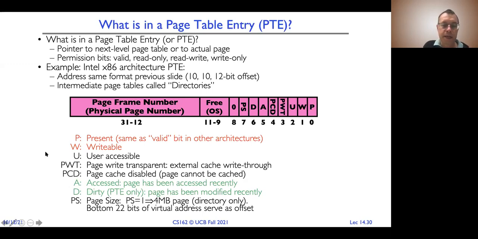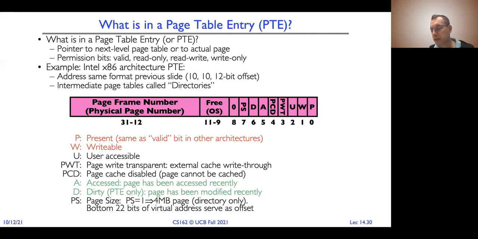And this is page writes transparent. Page CD is page cache disabled. You cannot cache the pages. Accessed means the page has been accessed recently. This is used also for caching, right? If it's accessed recently, and the next one is the same, also for caching.